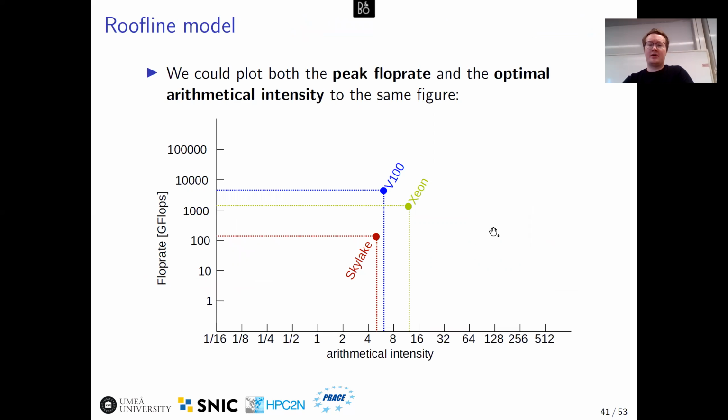At this point, we could plot these two numbers on the same graph. So on the horizontal axis, we still have arithmetical intensity, note the logarithmic scale. And on the vertical axis, I have put the flop rate. And again, we are using the logarithmic scale here. And we put here the Skylake, and then we look at the corresponding theoretical peak flop rate of the device.